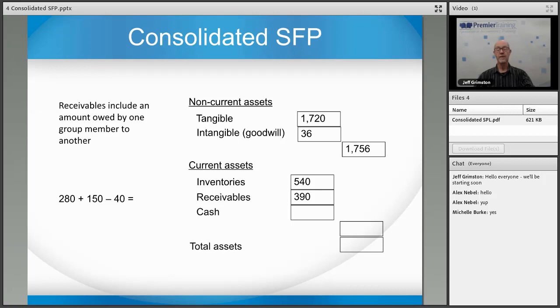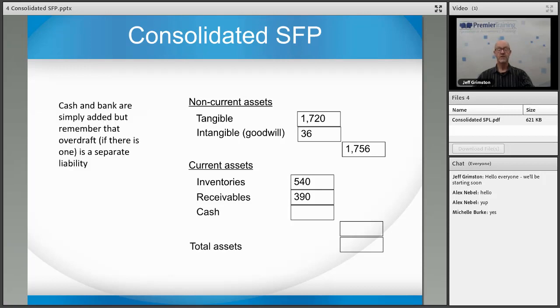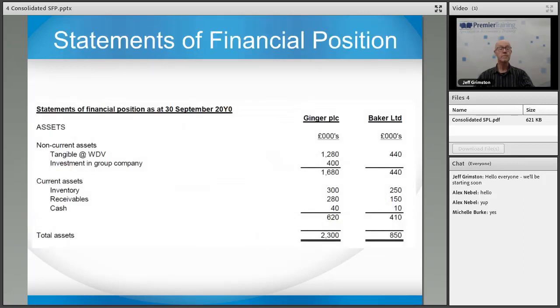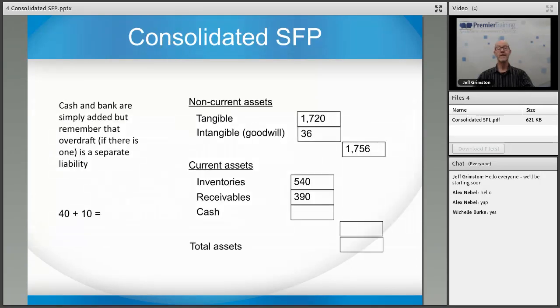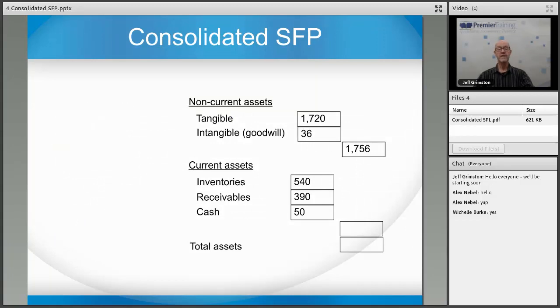Next item's easy enough, that's cash. Cash is just cash. Those of you who remember it, not something some of us see very often. Watch out though for a separate bank overdraft, because if there's an overdraft, that isn't part of cash, that's going to go down in your current liabilities. So from the data, 40 plus 10 is 50. We can now total up the current assets.